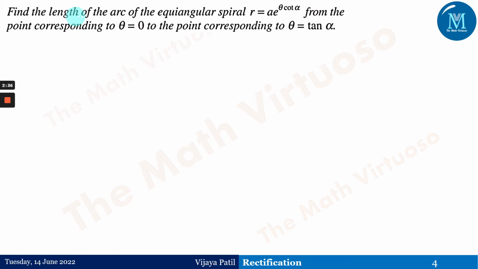Moving ahead to the next: find the length of an arc of the equiangular spiral r equals a into e to the power theta cot alpha, from the point corresponding to theta equals 0 to the point corresponding to theta equals tan alpha. Again, r equals a into e to the power theta cot alpha is the equation of this particular equiangular spiral.